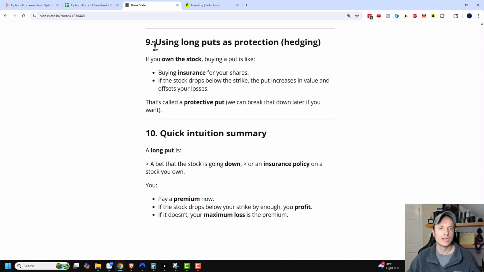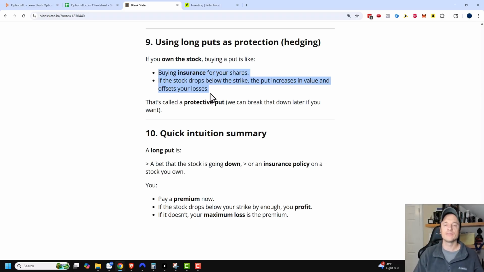Now, real quick, I do want to cover using long puts as protection or hedging. If you already own the stock, so you already have 100 or more shares of a particular stock, and you buy a put option, it's like buying insurance for your shares. If the stock drops below the strike, the put increases in value and offsets your losses. That's what we call a protective put.